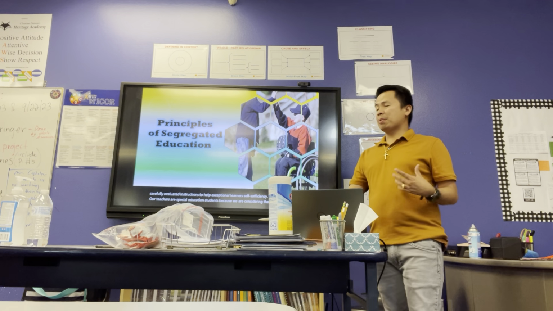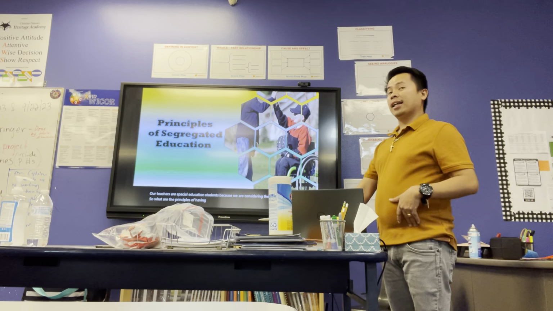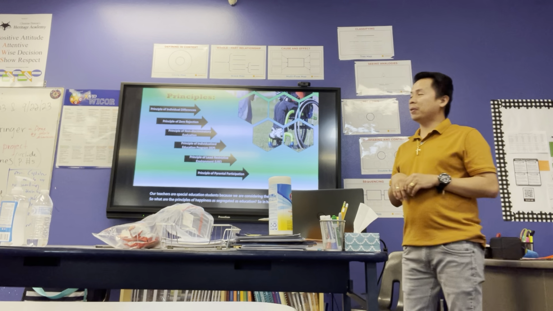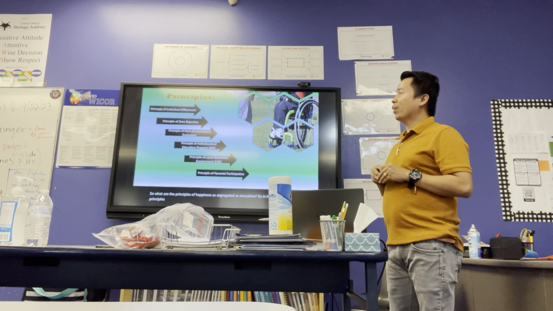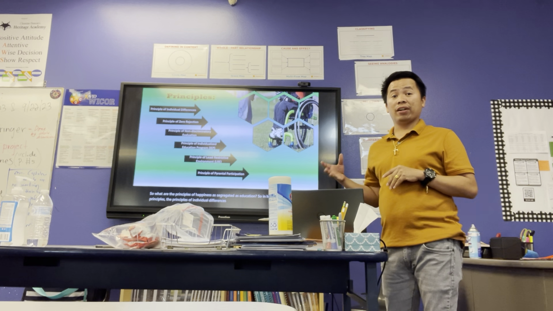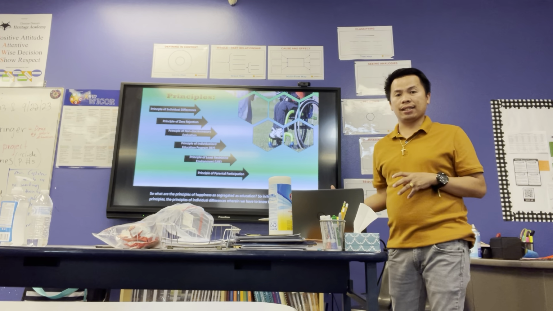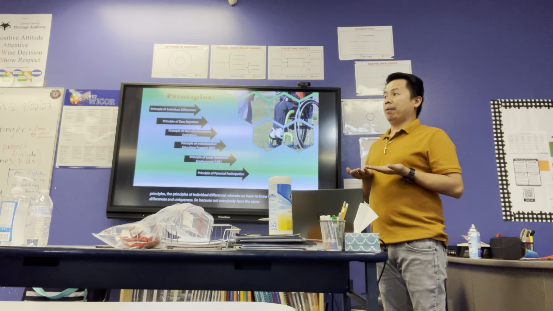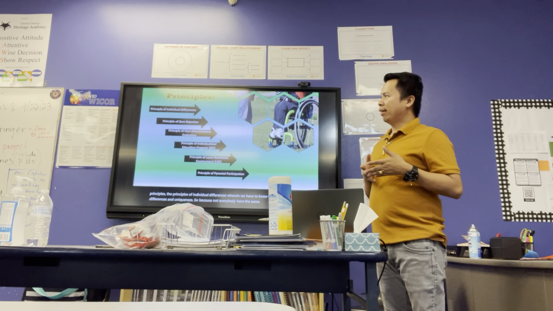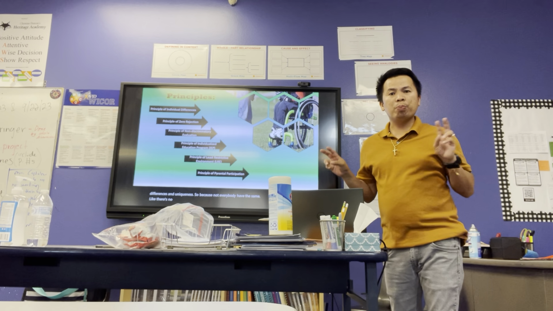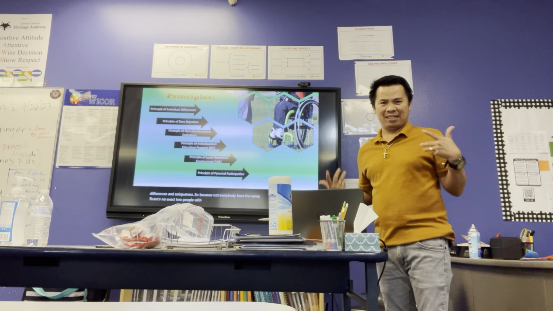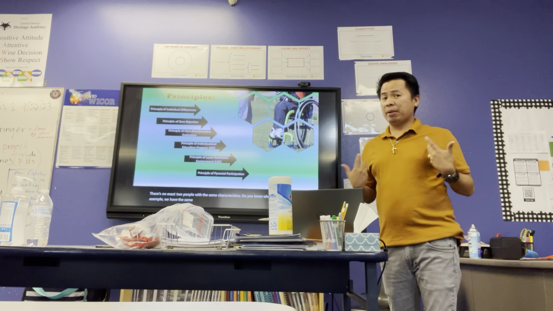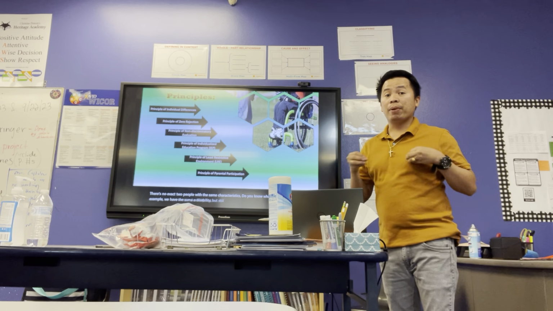So what are the principles of having a segregated education? Here we have six principles. First, the principle of individual differences, wherein we have to know their individual differences and uniqueness, because not everybody has the same characteristics. There are no two people with exactly the same characteristics. Do you know what I mean? For example, we may have the same disability, but still there are differences between us.